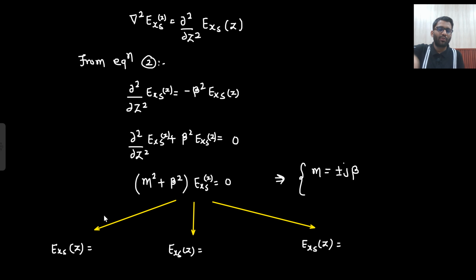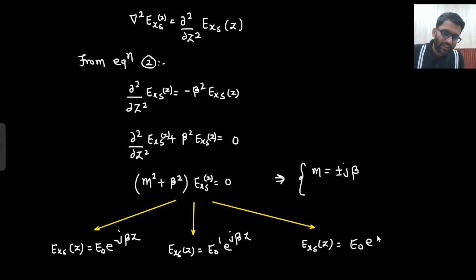So what will be the solution of this equation? There could be three solutions. What are the roots? Plus j beta and minus j beta. So what could be the answer? Some constant e to the power minus j beta z, or some constant e to the power plus j beta z, or a linear combination of both of them, or simply the addition of both of them. So these answers are possible.